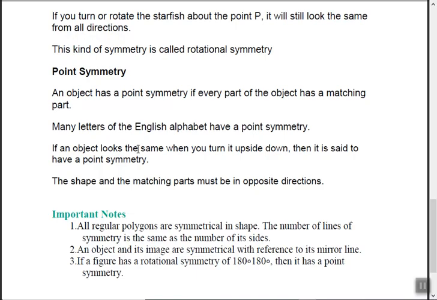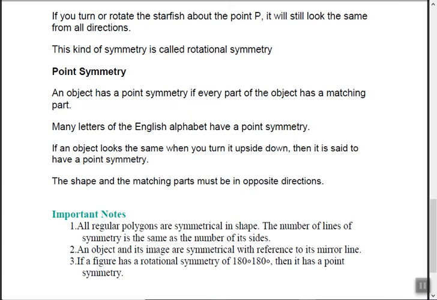If an object looks the same when you turn it upside down, then it is said to have point symmetry. Right? So let's see, many letters in the English alphabet have point symmetry. Which letters? Can you suggest anything? S. Suppose you put S upside down, it will have point symmetry because all the points will have a second, matching point, but it won't be a reflection, right? The shape and the matching parts must be in opposite directions. That is the important part.